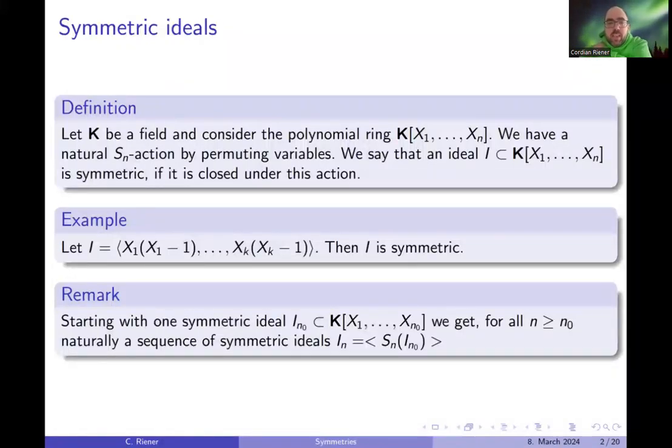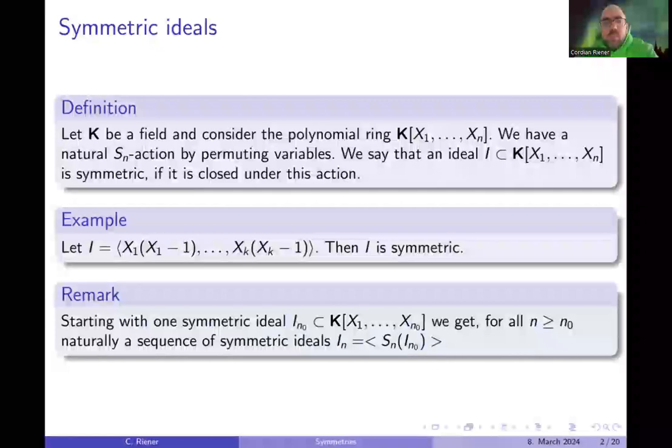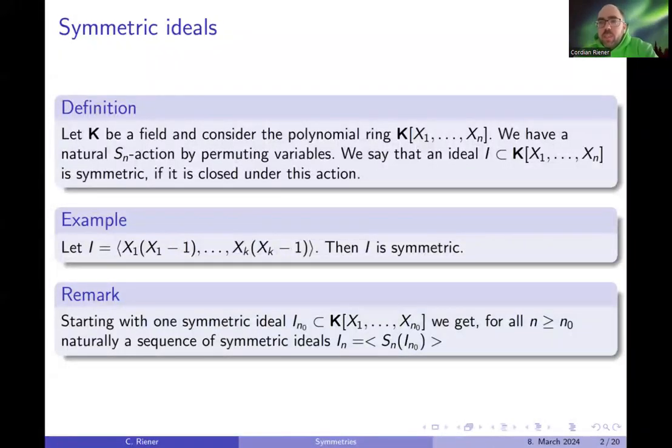So the interesting thing is now I can start with one ideal for a fixed n_0. I start with this ideal, and I can get a new ideal in a higher number of variables by taking the previous ideal, lifting it up to the polynomial ring in more variables, and then letting the symmetric group act on this ideal. So the symmetric group on n letters acts on this ideal in n_0 many variables, and this naturally gives me a new ideal in more variables that is still symmetric. I think you have seen this kind of ideals before in the talks on these graphical models.